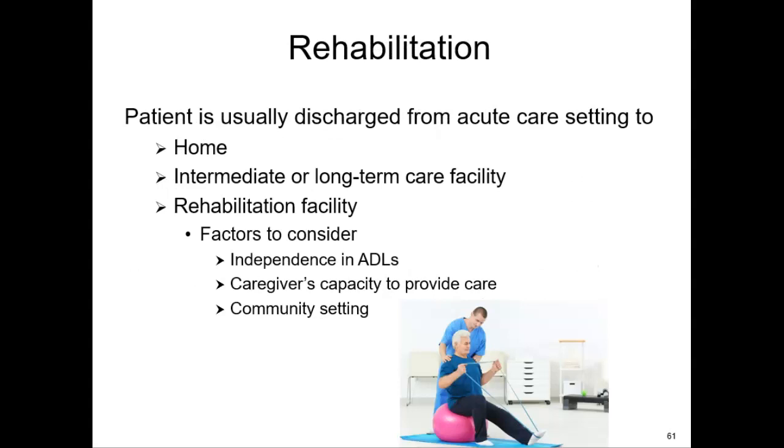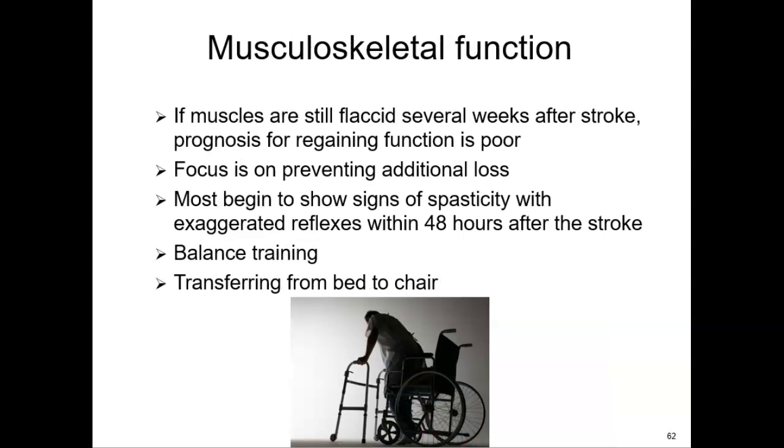Now on to rehab. Patients usually discharged from the acute care setting. They can go home, they can go to short-term rehab or long-term rehab. And basically, this goes back to how severe their stroke is and what their options are for rehabilitation after. We do know that if their muscles are flaccid several weeks after, then they're probably not going to regain function. So we want to prevent additional loss and then get them able to transfer safely and balance safely. It's not always possible.